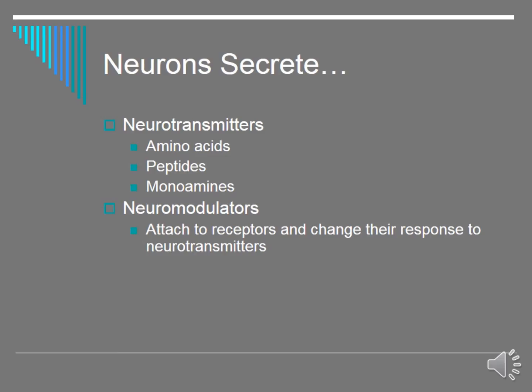Neurotransmitters, neurochemicals can be made of lots of different substances: amino acids, some are peptides, some are monoamines, and neurons can do many different things. They can attach to receptors and change that particular cell's response to a certain chemical. So they are very important to our body function and can do lots of different things.